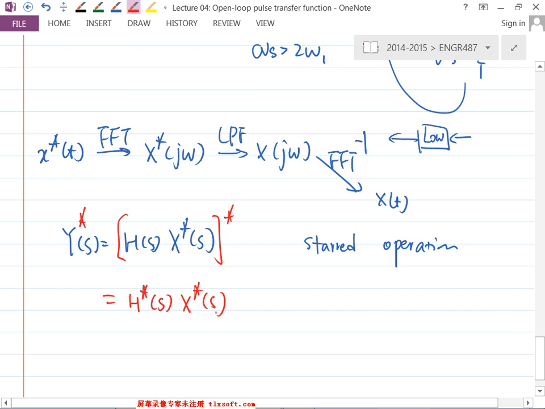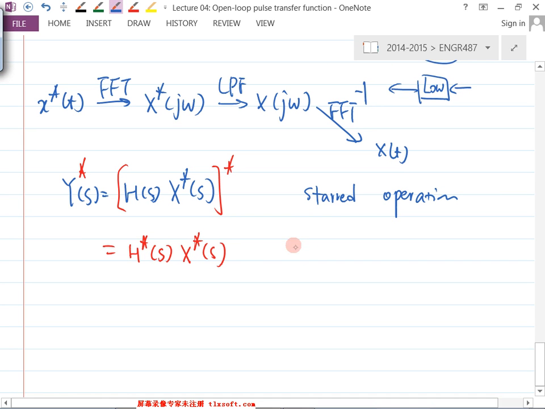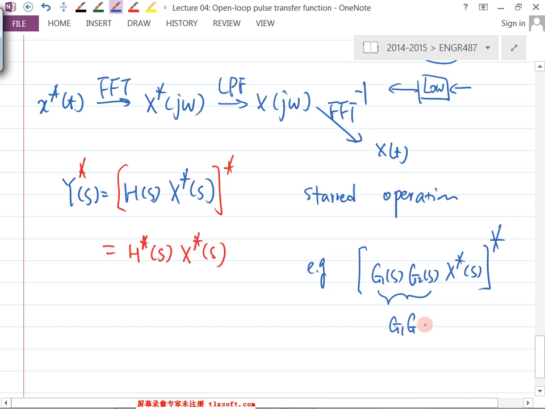Is that okay? Now, just be careful though. The operation works only when you have these two blocks, h of s and x star of s. If you have a case, for example, with g1 of s and g2 of s, x star of s, and then you take the star, it doesn't give you g1 star times g2 star times x star. So what do you have to do? You have to put these two together first, right? So let's say this is g1 g2 of s.